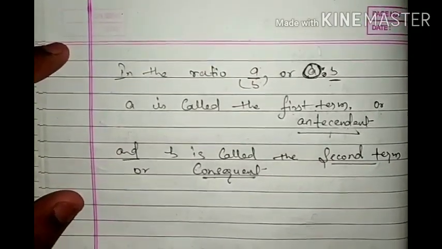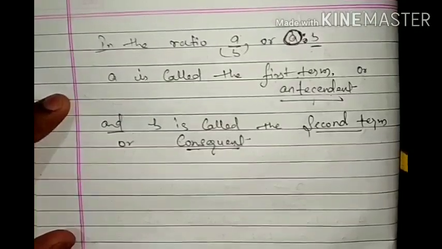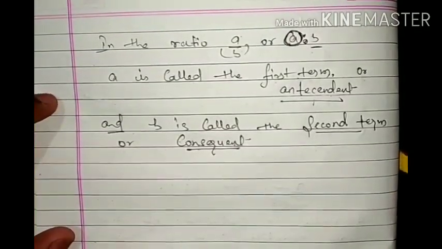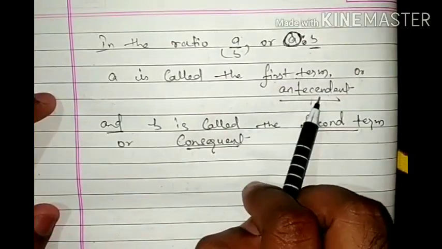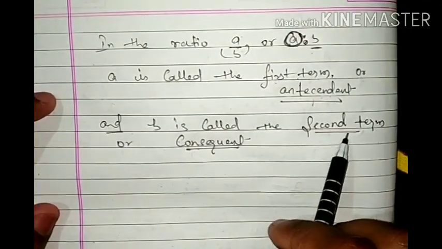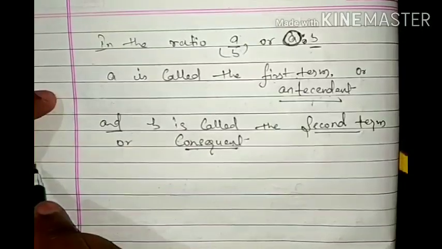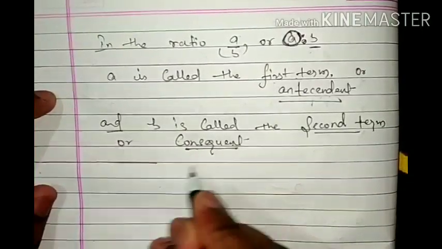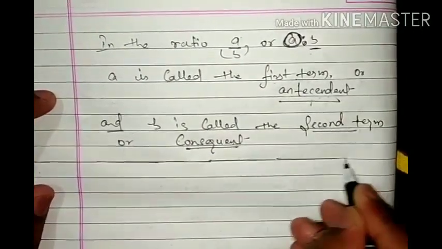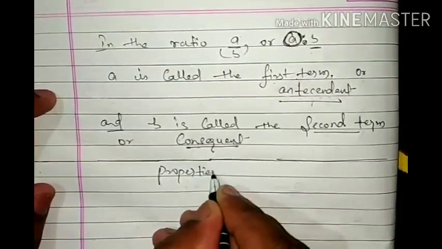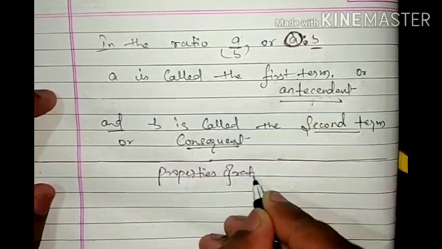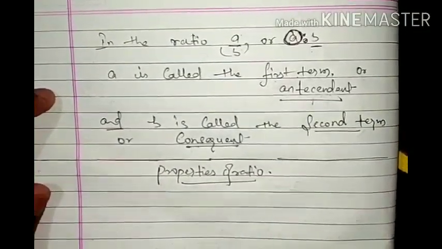I hope it is clear to everyone. In the ratio, the first term is called antecedent and the second term is called consequent. Let's understand about the properties of ratio. Ratio has two important properties.